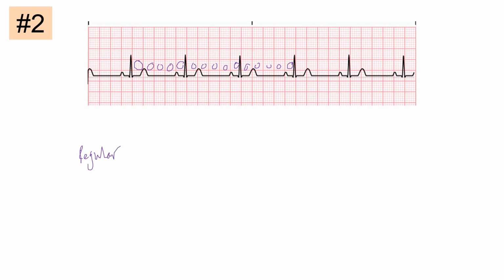Now, what is the heart rate? We're going to count those R's. 1, 2, 3, 4, 5, 6. Again we're assuming this is a 6-second strip, so we're going to have 6 times 10. That's going to be 60. We know that a normal resting heart rate for an adult is 60 to 100. So this is sinus rhythm.